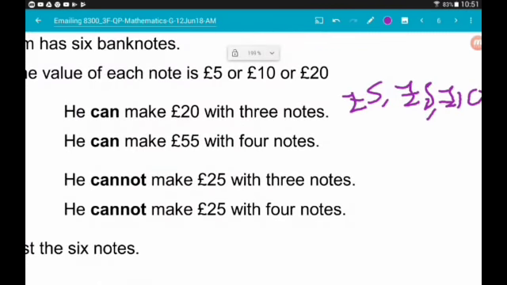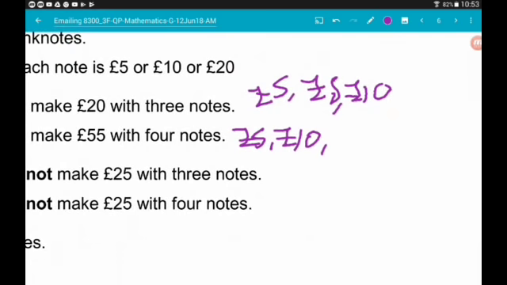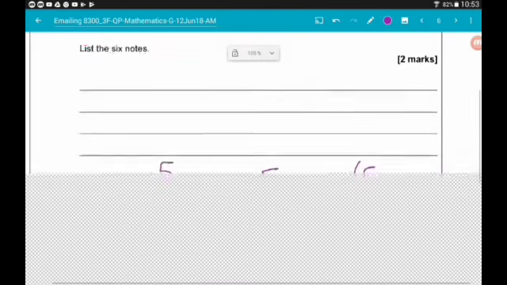Okay, from the second statement, he can make £55 with 4 notes. Again, there's only one way that we can do that, which is 5, 10, 20, 20. So, we've just found another 2 notes. He's got 2 20s.